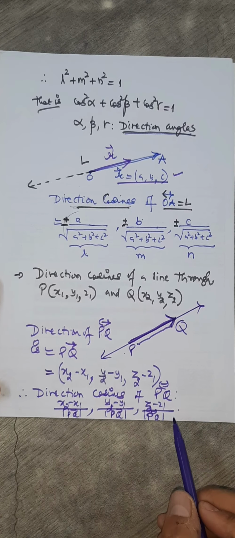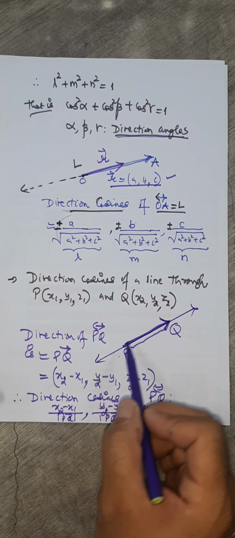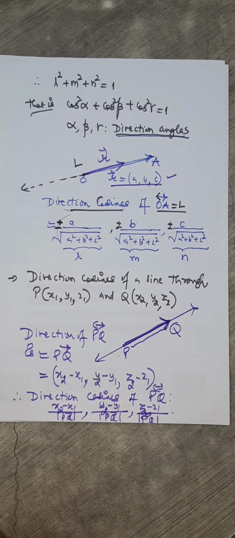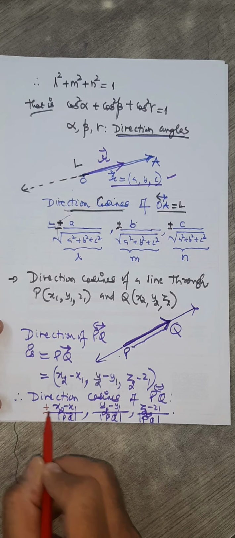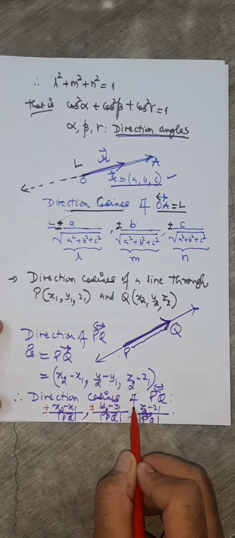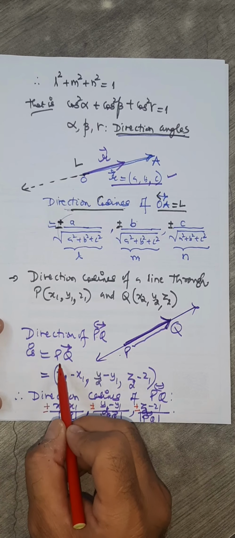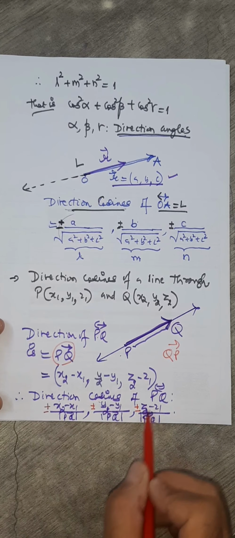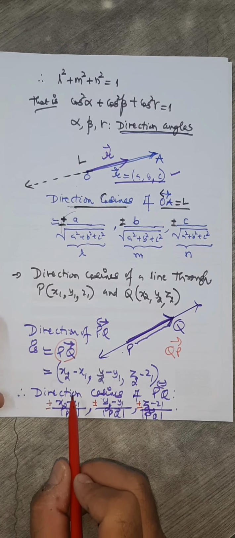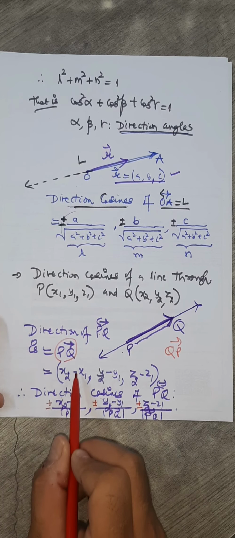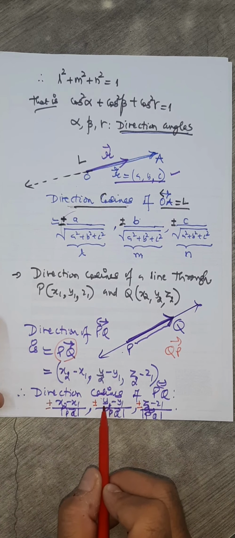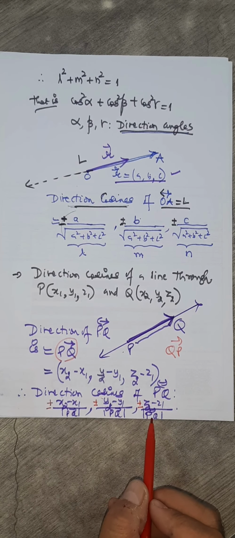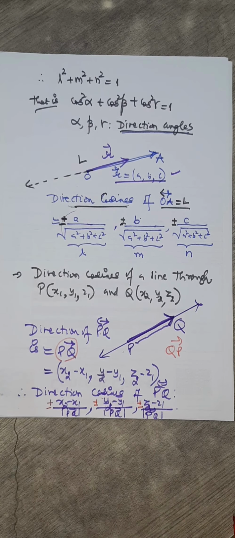Again, I already told you that you can consider QP also, because in case of this, let me emphasize this, you have in general plus or minus here. So whether you consider this as a vector PQ or QP, your final direction cosines remain same, remember. Fine. So plus or minus first component upon its magnitude, second component upon its magnitude, and third component upon its magnitude. That's what we have.